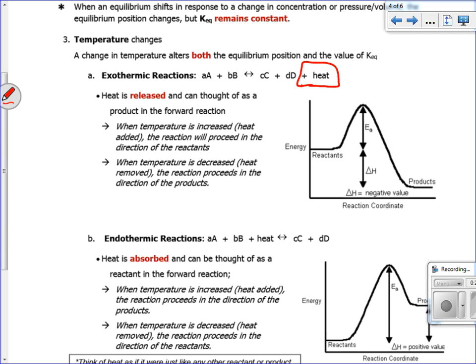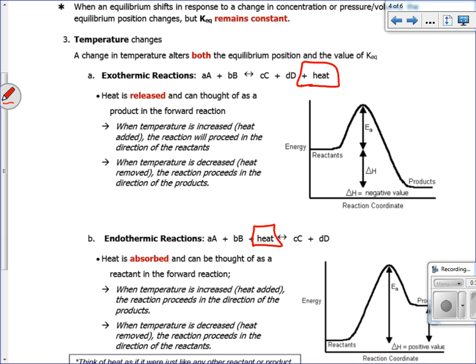And we treat it just like anything else. If we add in temperature, you're adding in heat. You go the other direction. If you take away heat, or you're decreasing the temperature, you're removing heat. So you go towards the side that has the heat. Same idea, adding and removing, still applies here. But now we're just looking at the heat only. So exothermic reactions have heat as a product. Endothermics have heat as a reactant, right?